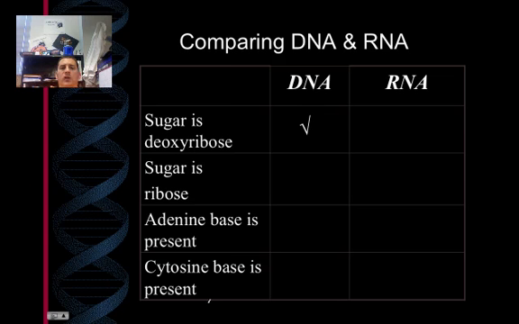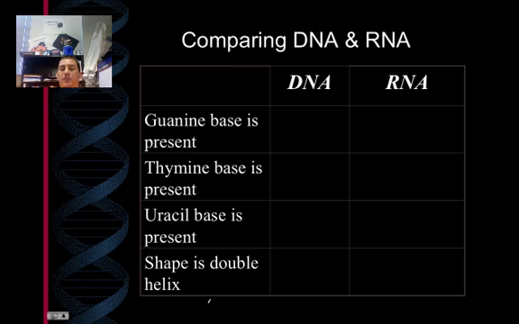So just a brief compare DNA to RNA type deal. DNA, the sugar is deoxyribose. RNA has a sugar that is a ribose. Both of them are going to have adenine because both of them have an A. Both of them are going to have cytosine because both of them have a C. Guanine is going to be present in both. Thymine is only going to exist in DNA. Uracil is only going to exist in RNA.